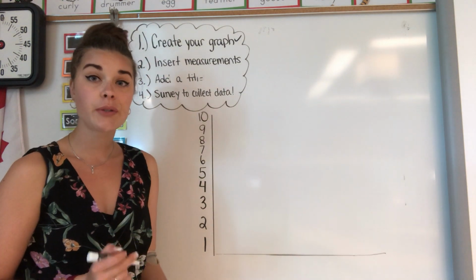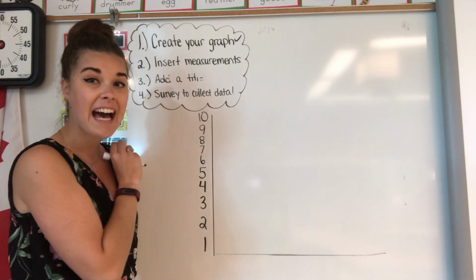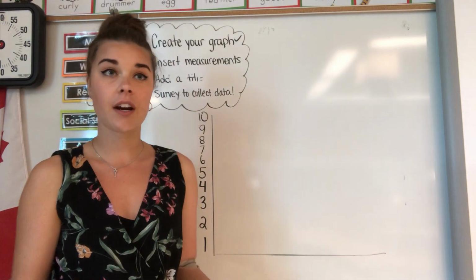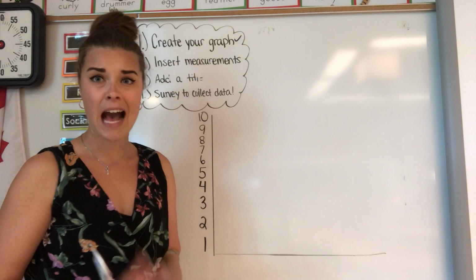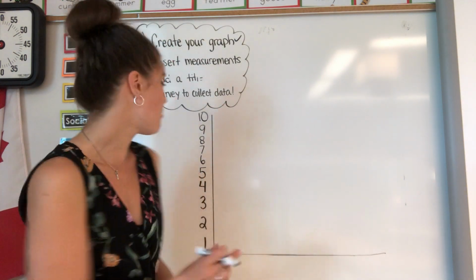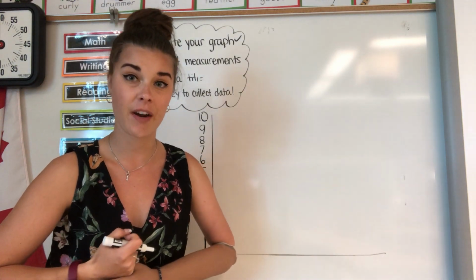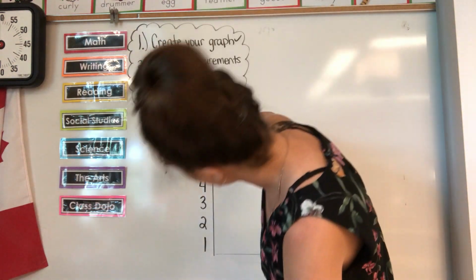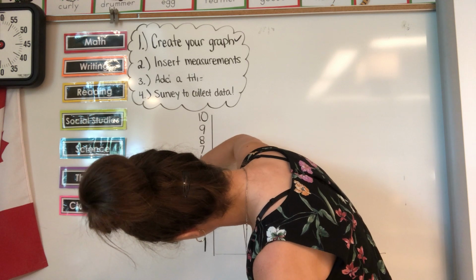Now that we have our numbers from 1 to 10, we need to add a label on the side telling our reader what these numbers represent. Do these numbers represent how many turtles? How many airplanes? No, these numbers represent how many days that we experience that kind of weather. So you're going to turn your head, turn your body, and write days.